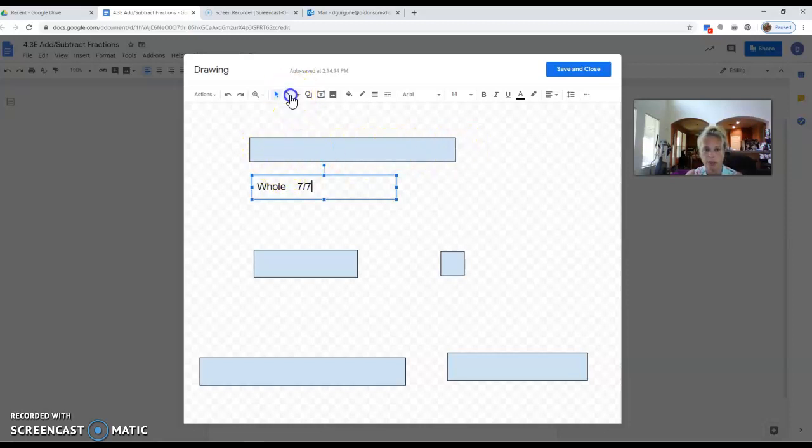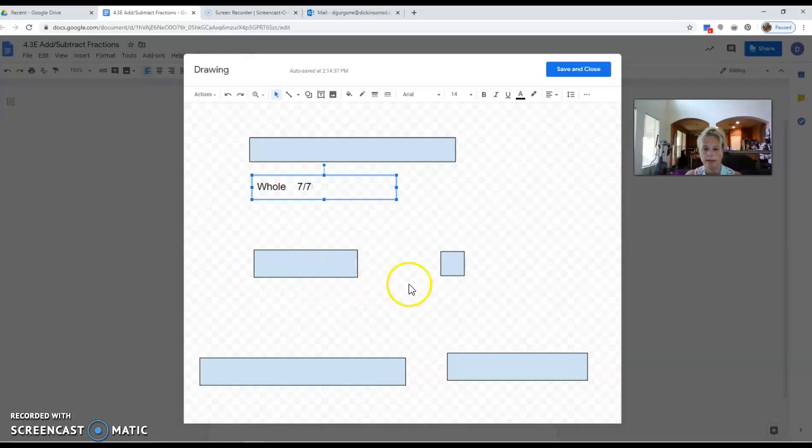This is broken up into 7 parts. I think it might take me a long time to try and draw the lines. We're all learning here. I think we're going to avoid drawing the lines, but if you want to draw them at home, you can. So 7/7 is our whole here.